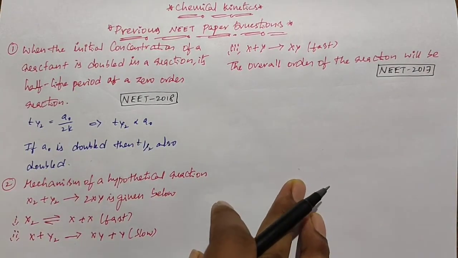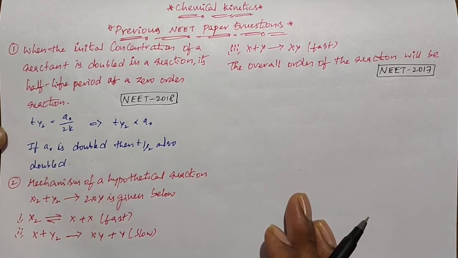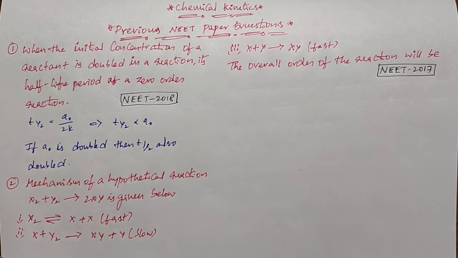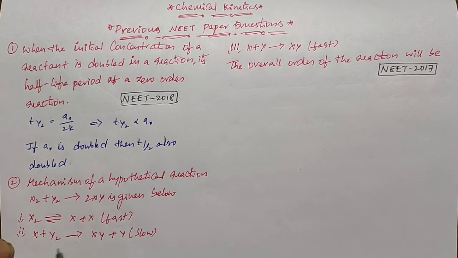So in this problem, they are asking the order of the reaction based on the reaction mechanism. Generally the order of reaction depends upon the rate law, and the rate law depends upon the rate determining step. So what is meant by the rate determining step? The slowest step is called the rate determining step. So when you see the reaction mechanism, the second equation is the slow step. So based on this we can write the rate determining step.